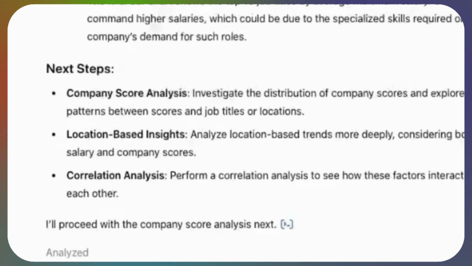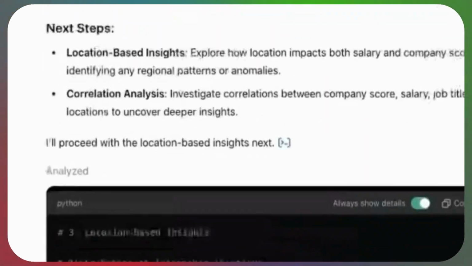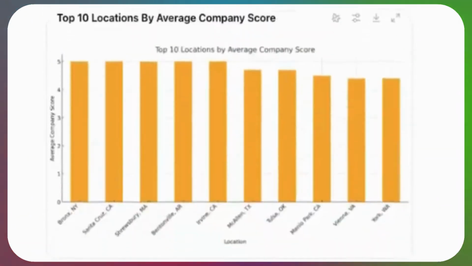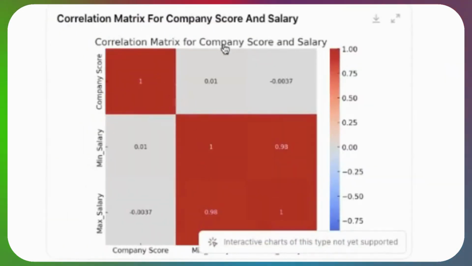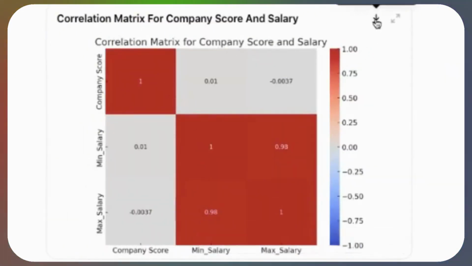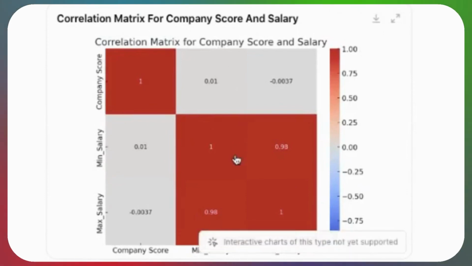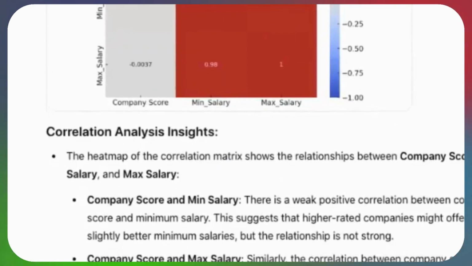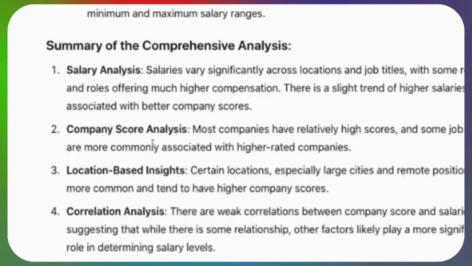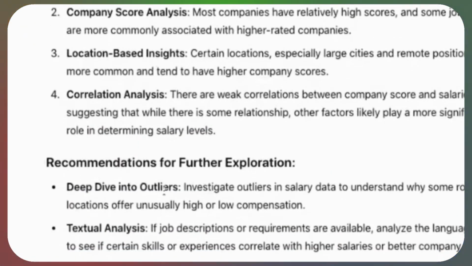And then it goes on to say the next steps of what it's going to do. And we have a comprehensive analysis of every single part of the data set. Here we've also got a correlation matrix. And the great thing about this is that you can download each of these charts if you wanted to, and you can use them as well. And then here it's got the insights for the correlation analysis, as well as a summary, and then recommendations for further exploration. So it tells you what different things that you can do next.